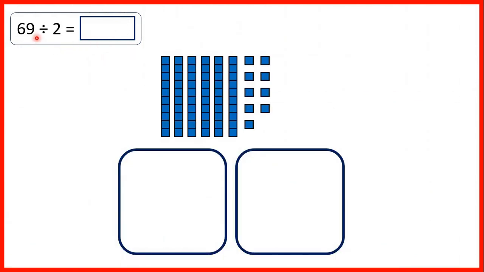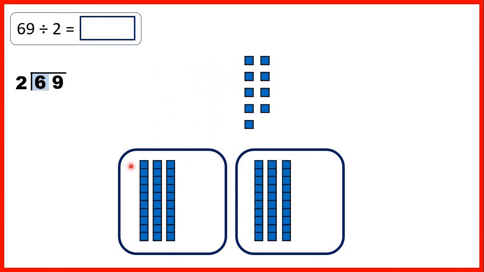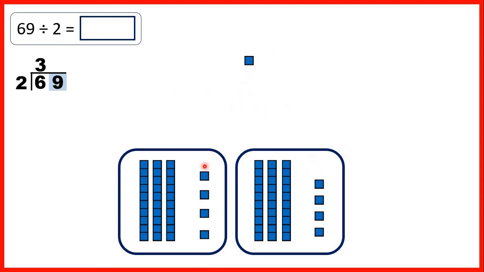Now let's look at this first question again. We had 69 divided by 2. First, we shared out our 6 tens. And when we did that, we got 3 tens in each of our groups because 3 times 2 is 6. But then we needed to share out our 9 ones. We could share out 8 of those ones, and we got 4 ones in each group, so the ones digit of our answer was a 4.